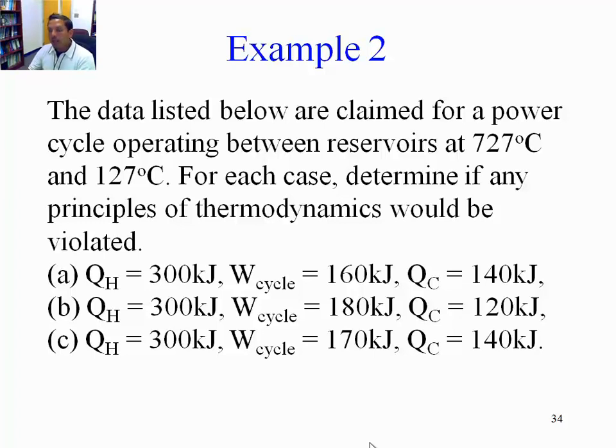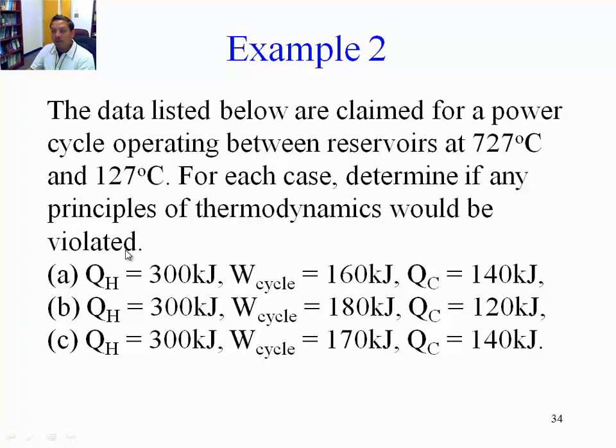Okay, so let's look at another example in which we have a power cycle. And this power cycle is operating between two thermal reservoirs, one at 727 Celsius and another one at 127 Celsius. So we have the hot temperature reservoir and the cold temperature reservoir. For each case, determine if any principle of thermodynamics will be violated.